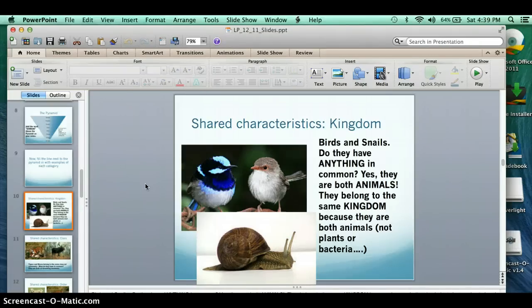Do they have anything in common? Well, we could say, yeah, okay, they have something in common. They're both animals. So because of that, they belong to the same kingdom, animals, instead of plants or instead of bacteria. Plants and bacteria would be different kingdoms, different categories. So snails and birds are in the same kingdom because they have something in common. They're both animals, okay, instead of other kingdoms. So you're going to write birds and snails. They're both animals for kingdom. They're in the same kingdom.